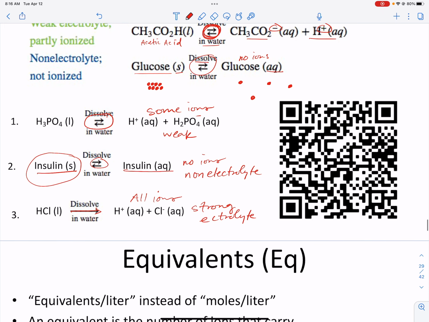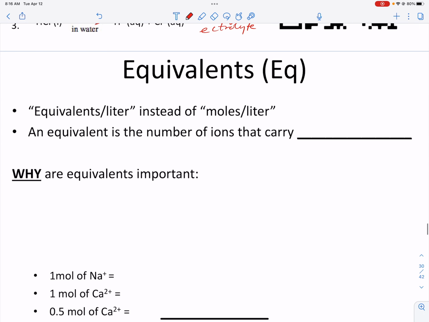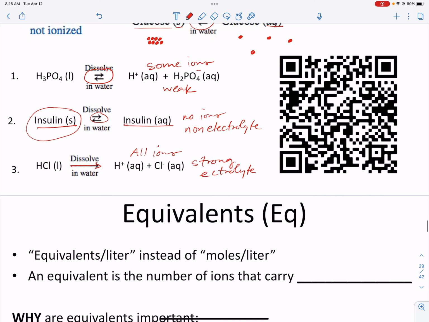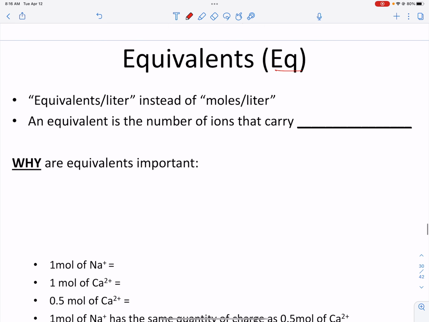All right, that's electrolytes. Now, considering we were just talking about ions and charge, kind of connected to that idea is this term equivalence, which we abbreviate capital E lowercase q. So do not confuse this with equilibrium. Equilibrium is usually capital EQ. Equivalence, same letters here, but capital E lowercase q, equivalence.